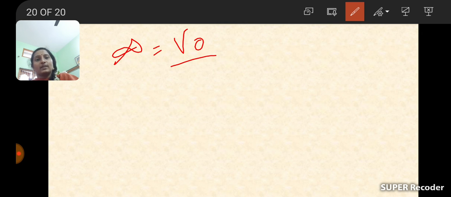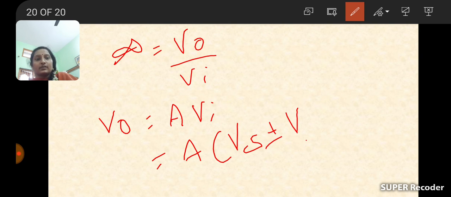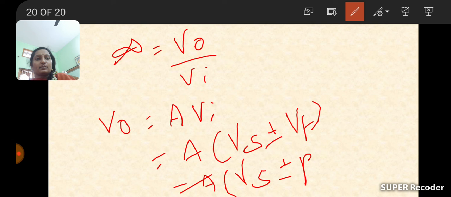Output voltage by input voltage. From this equation, output voltage is equal to A into input voltage. But input voltage is equal to what? It is the mixture of source voltage plus or minus feedback voltage. But what is meant by feedback voltage here? A Vs plus or minus beta into V0. Why? Because feedback is equal to beta into V0.